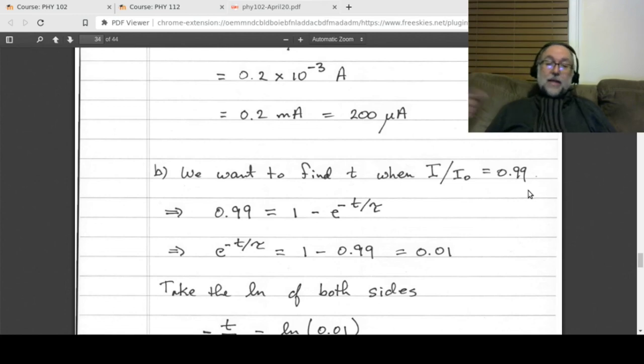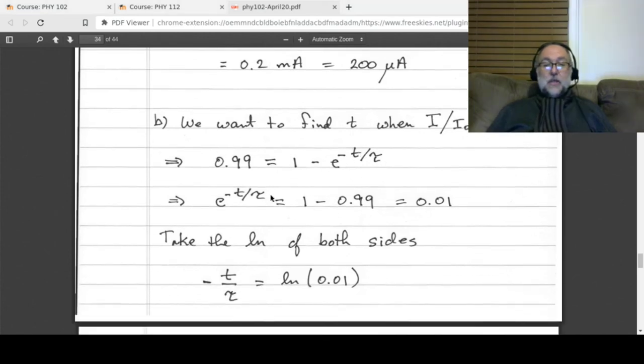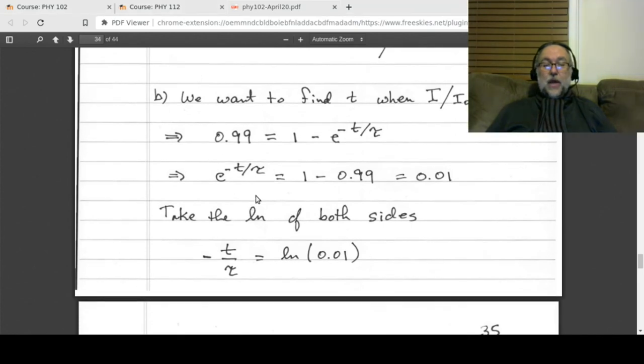0.99. So if you plug that into the equation above, you get that 0.99 is equal to 1 minus e to the minus t over tau. Then rearranging this, because we want to solve for t, we do know tau, I just haven't plugged in the numbers yet. So isolate the exponential here: e to the minus t over tau is going to equal 1 minus 0.99, which is equal to 0.01.